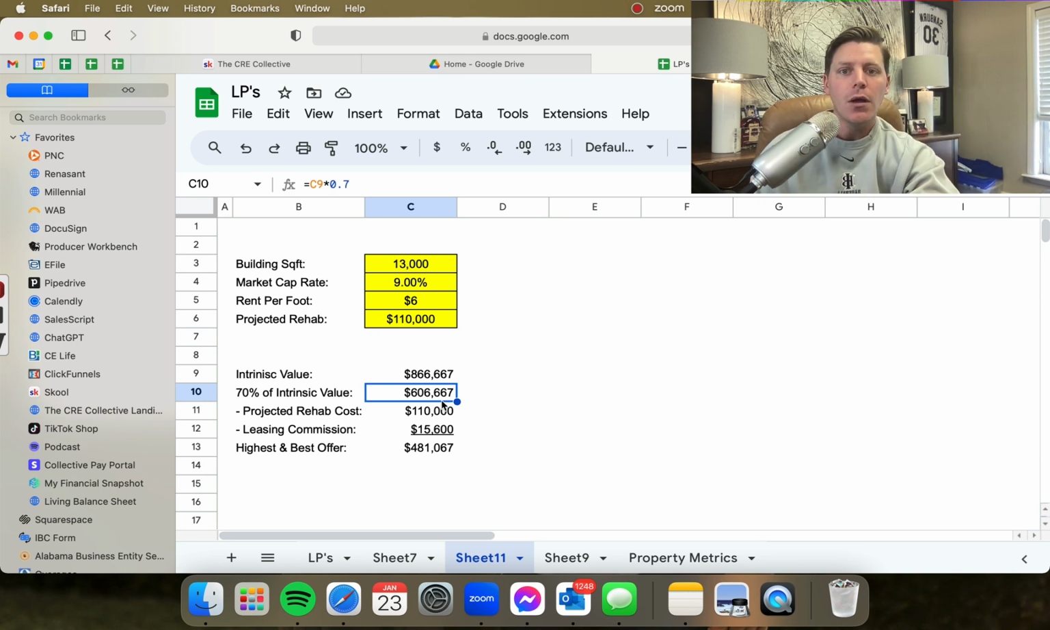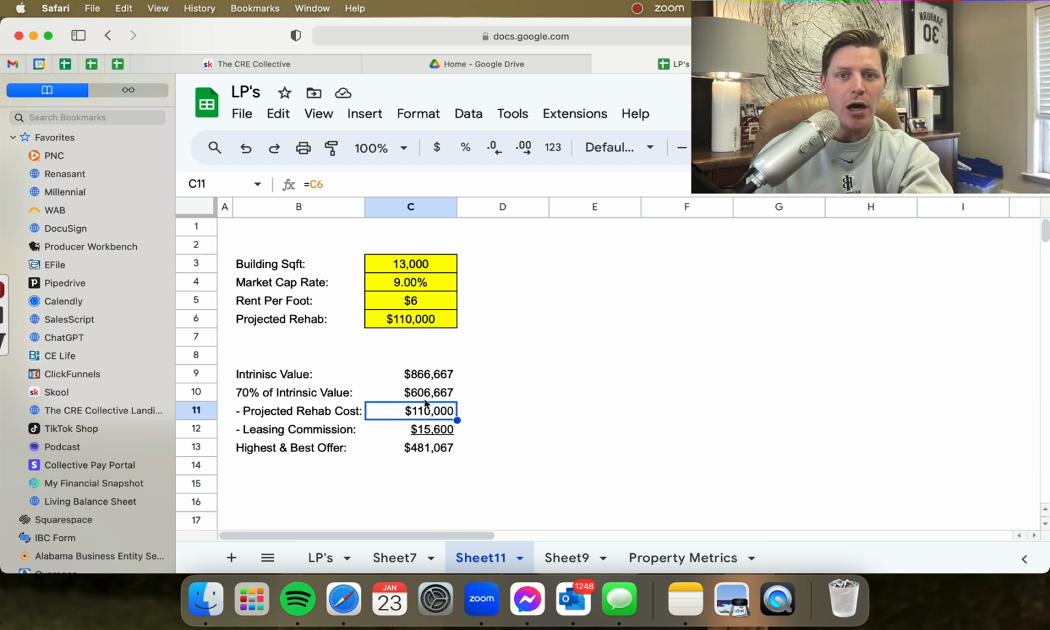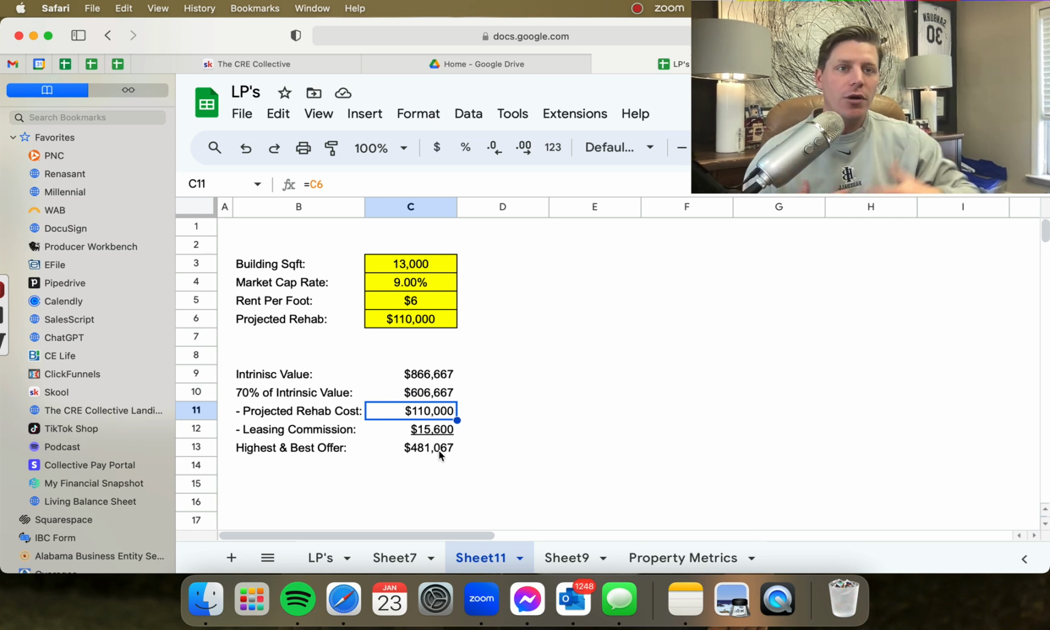But we're trying to get down to our highest and best offer. So after we subtract our projected rehab cost, and then we subtract also our leasing commission, which leasing commissions are really easy to discover. The way that they do it, at least where I am, is you take a gross lease. So let's say that our tenant is paying $78,000 a year. The rents go up 3% every year for 5 years.